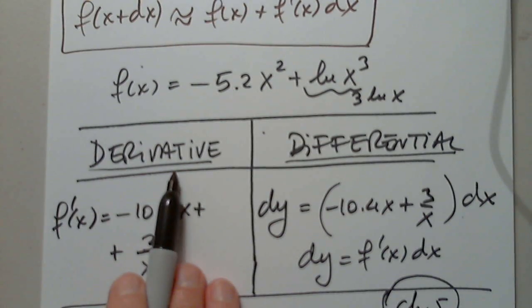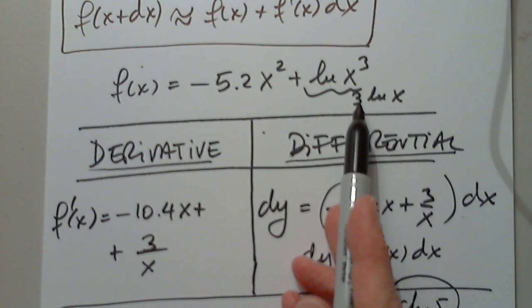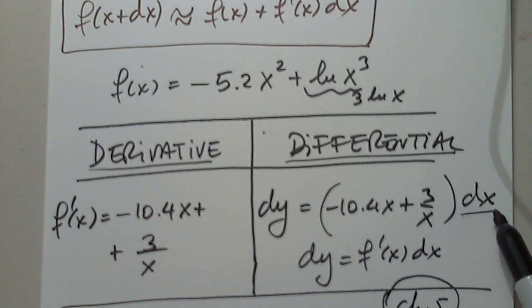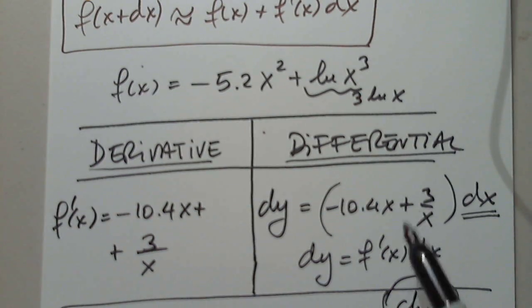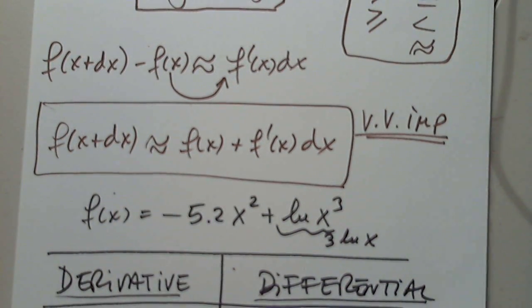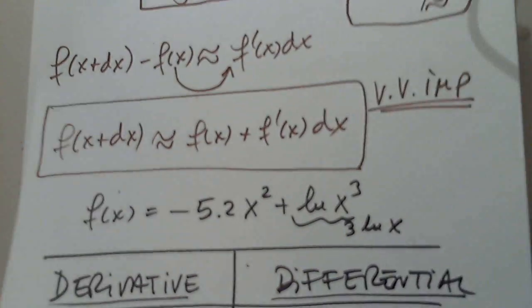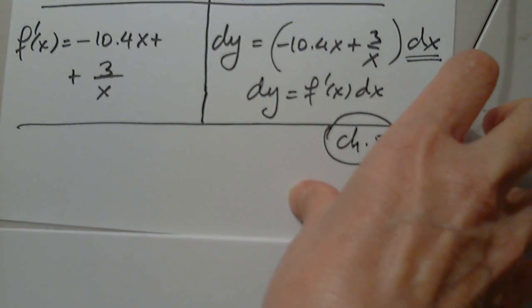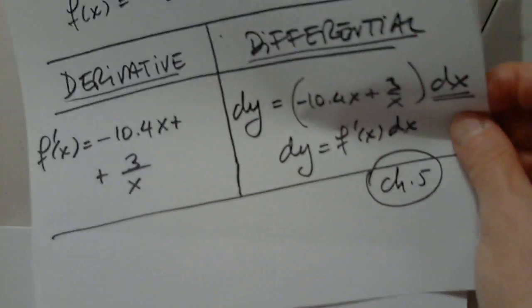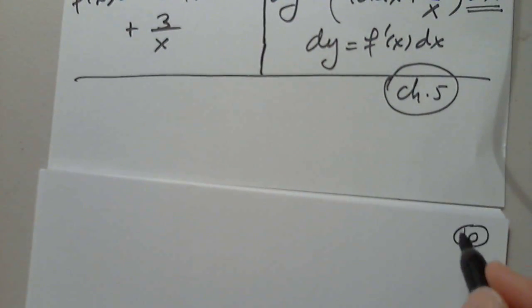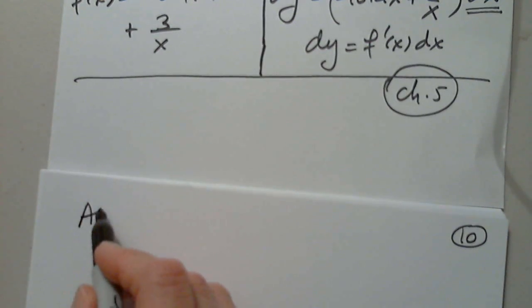So the derivative of the function is just plain differentiation. The differential is still plain differentiation, but we have to multiply by dx. That's the only difference, but a huge difference. Okay, I'd like to start with an example and illustrate this with an example. Let's say, that's my page 10. Approximate.